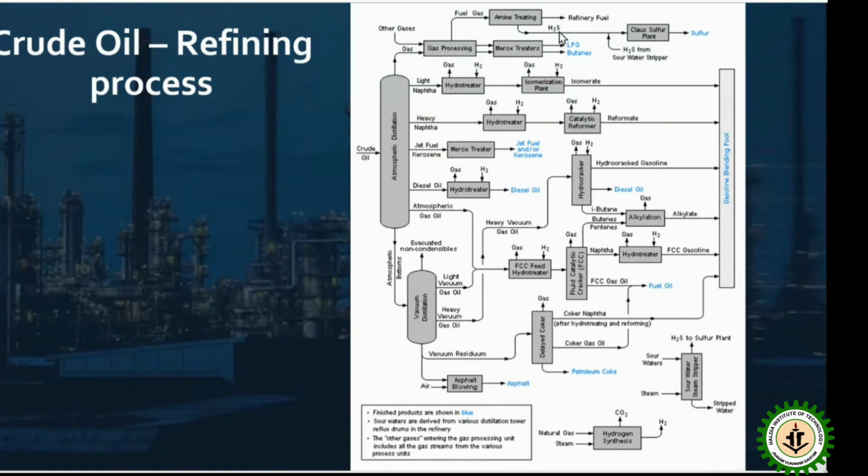What is the use of asphalt, as the bottommost product of a refinery? Sir, carpeting highway roads, projects, in the construction of roads mainly. Very good, Tosif. Yeah. So asphalt is generally used in the construction of roads.